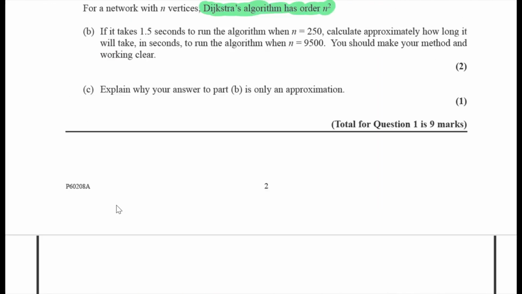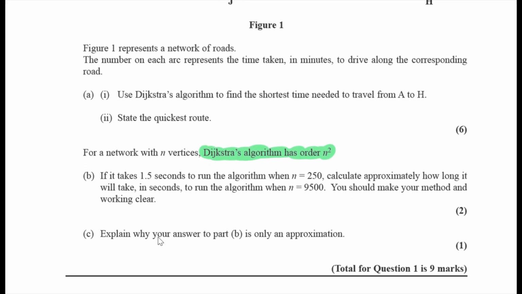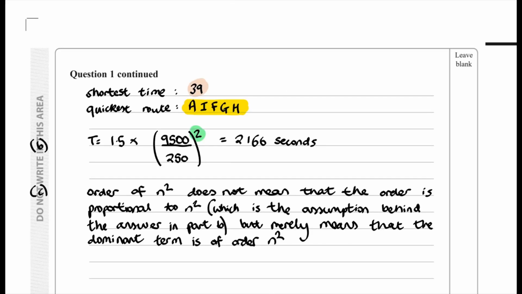For part C, we have to explain why your answer to part B is only an approximation. We have the following reason. So the order of n squared does not mean that the order is proportional to n squared. That was the assumption that we made in part B, but rather it means that the dominant term is of order n squared. So there's a slight distinction there.